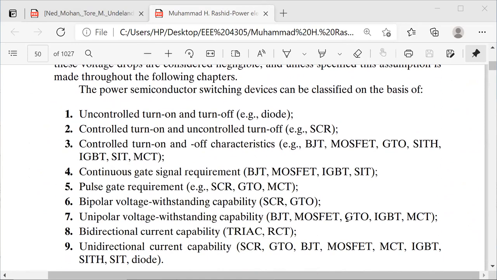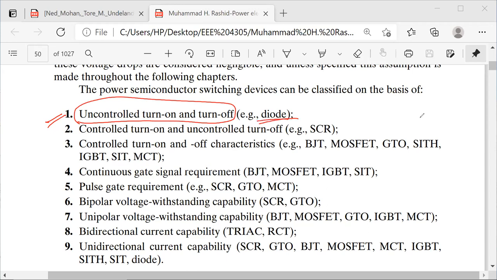Okay. So now, look, there are nine types of characteristics mentioned here. First, there are some devices which have the characteristics of uncontrolled turn on and uncontrolled turn off. Which falls under this category? You don't have any control to turn it on, and you don't have any control to turn it off. Your circuit voltage, the applied voltage, will dictate when it turns on and off. Which devices fall under this category? Diode.